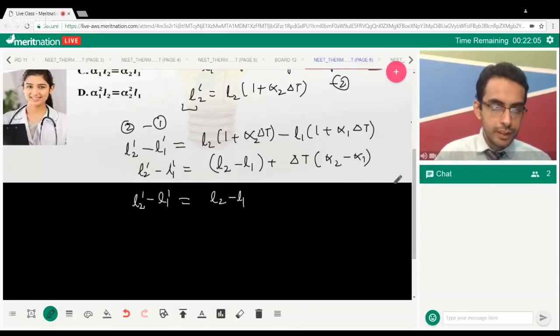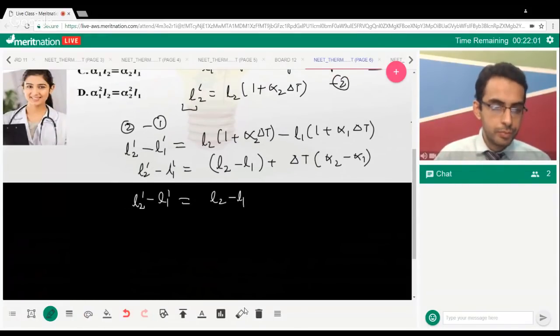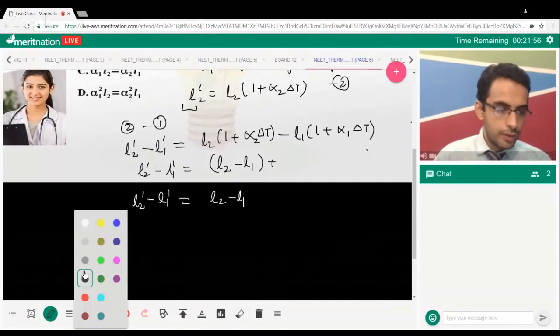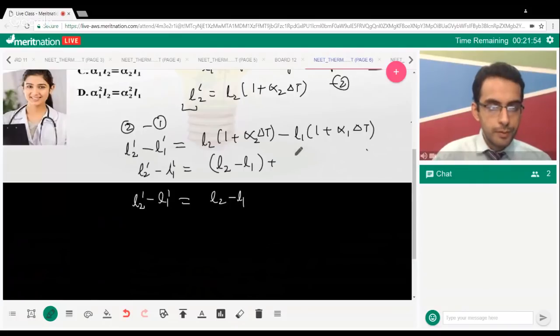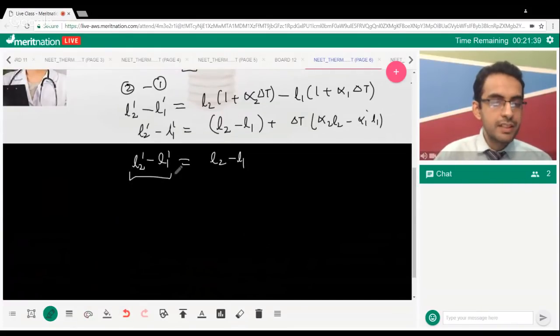I think we have missed something here. Wait a while. In the above expression, it should be like this. It should be delta T; if you take common, you get alpha 2 L2 minus alpha 1 L1. Now, the question is given that the difference of length remains the same.